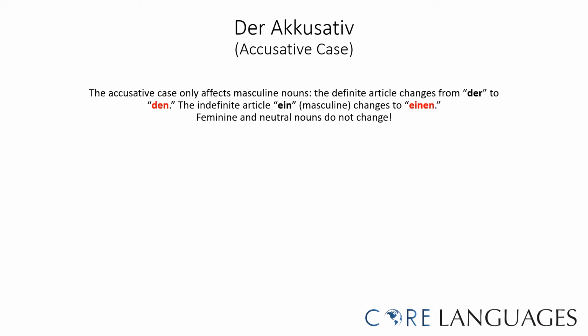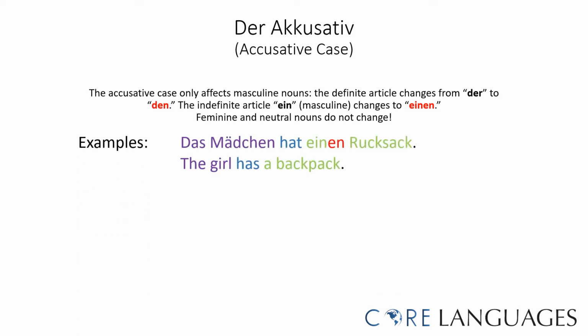The accusative case, or der Akkusativ, only affects masculine nouns. The definite article changes from der to den, and the indefinite article ein for masculine nouns changes to einen. Feminine and neuter nouns do not change. For example, das Mädchen hat einen Rucksack. The girl has a backpack. Rucksack is a masculine noun. Ein Rucksack changes to einen Rucksack.